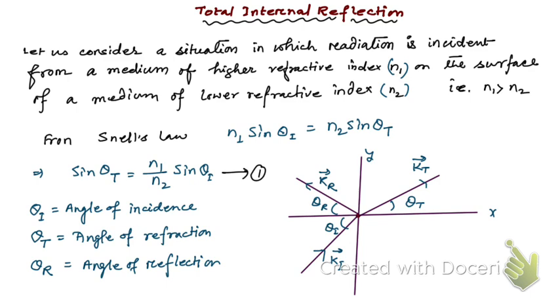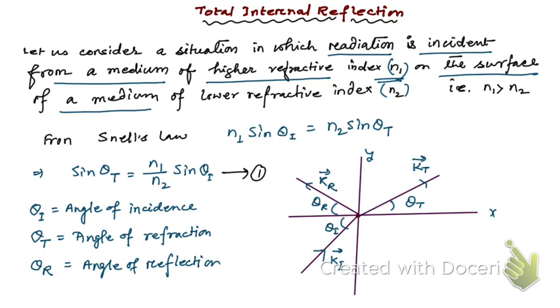First let us assume a situation in which radiation is incident from a medium of higher refractive index, which I have taken as N1, on the surface of a medium of lower refractive index N2. So this is the incident ray, traveling in a medium of higher refractive index, and it strikes the interface, the plane which separates the two media.